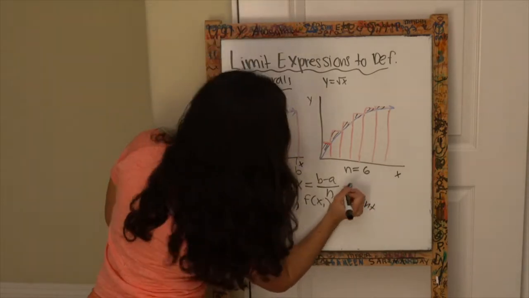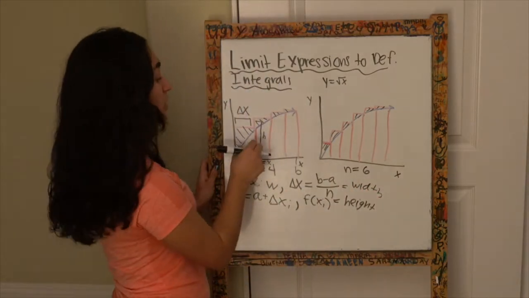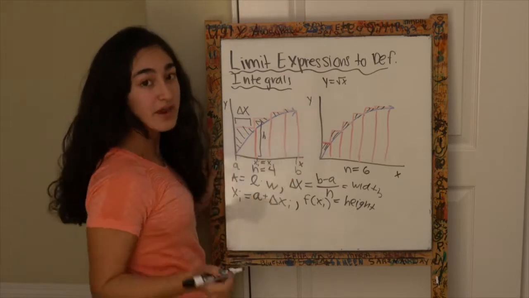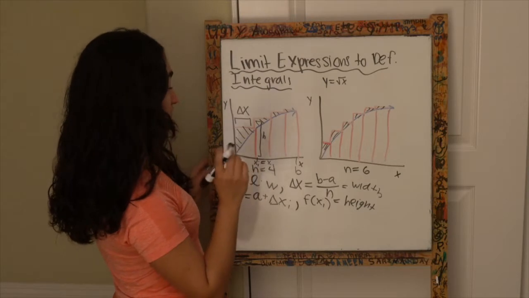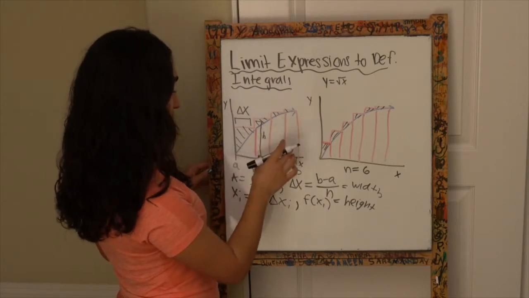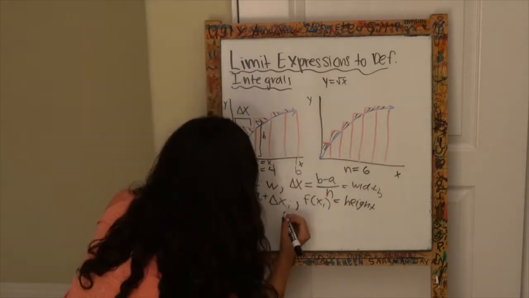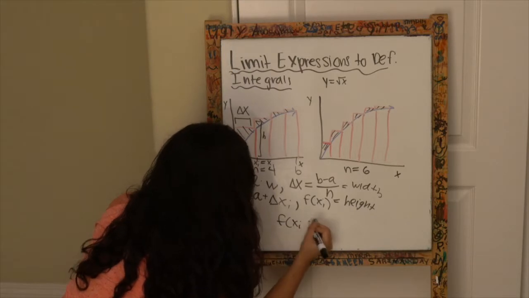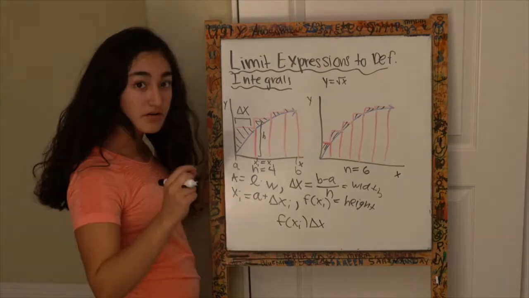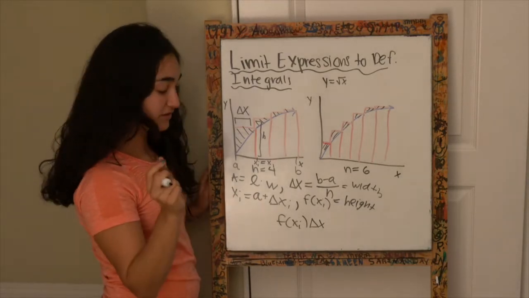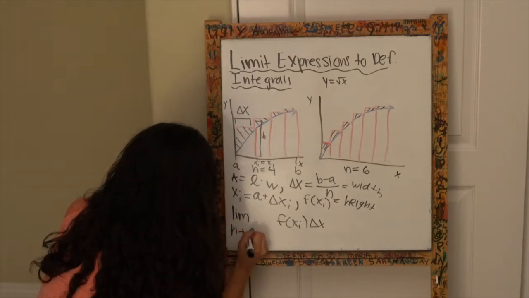So we have our height and we have our width, and now we want to take into account all of these rectangles to find the total area under the curve and not just one rectangle. So what we would do is we want to find an infinite amount of rectangles. So first we can start off by finding the area of one rectangle, which is f of x sub i times change in x. And we want to find the limit as the number of rectangles n approaches infinity. So this would be a limit expression as n approaches infinity.